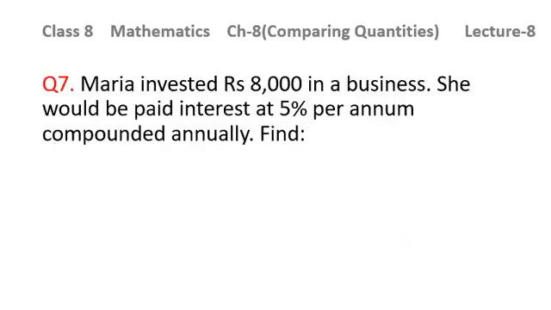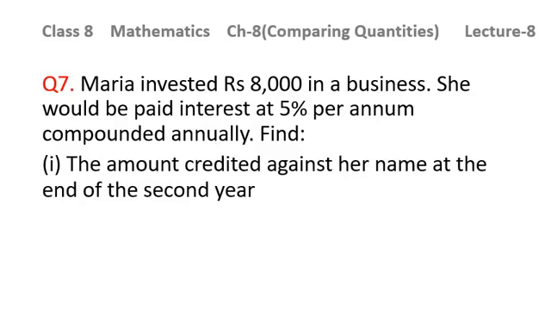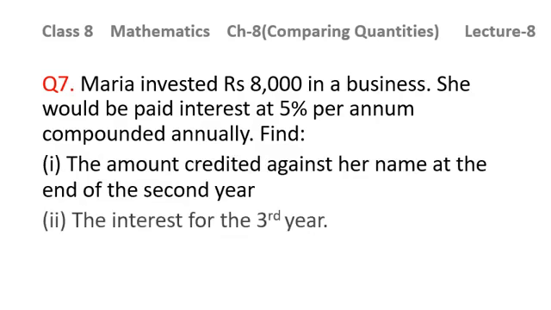So here comes question number 7. It says, Maria invested rupees 8,000 in a business. She would be paid interest at 5% per annum compounded annually, and you need to find the amount credited against her name at the end of the second year and the interest for the third year.